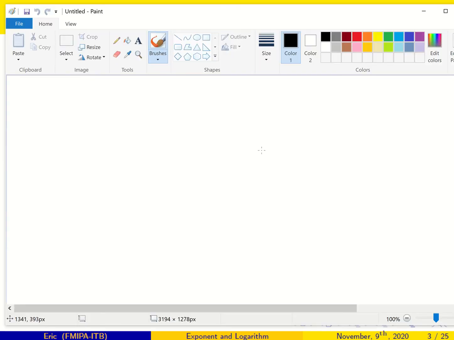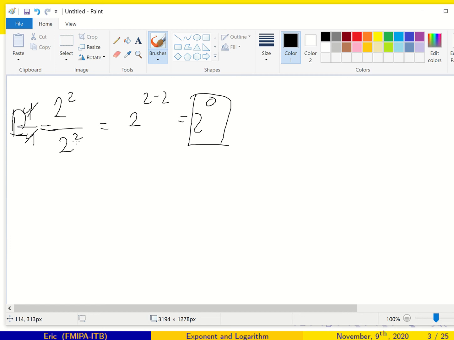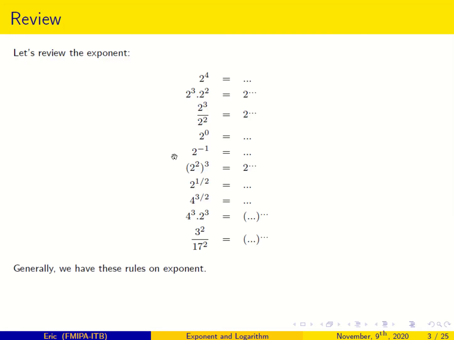What about 2 to the power of 0? I can look at this like this. 2 to the power of 2 divided by 2 to the power of 2 is 2 to the power of 2 minus 2. This is 2 to the power of 0. And this is just 4 divided by 4, which gives you 1. So 2 to the power of 0 is 1. In general, a to the power of 0 is 1, if you set that a is positive and a is not 0.